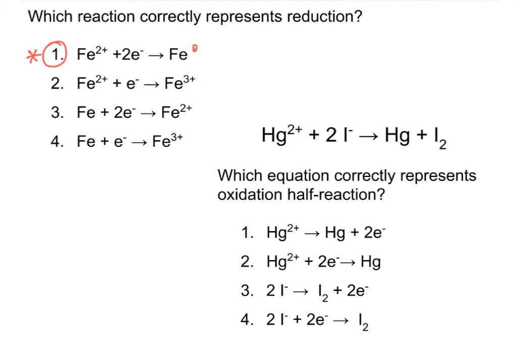Now, let's look at this question. Which equation correctly represents oxidation half reaction? Looking for the answer to this question, we can safely exclude answers number 2 and number 4 because those represent acceptance of electrons, which is reduction. So now we're choosing between answers 1 and 3.